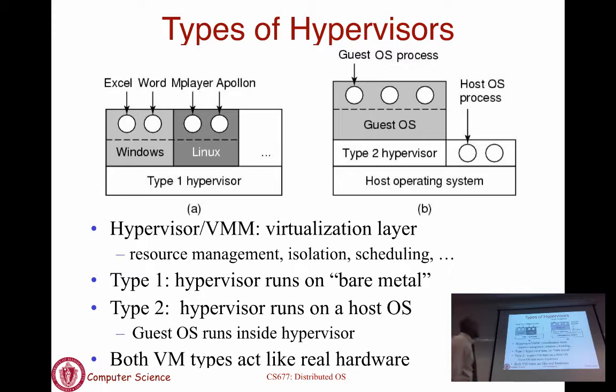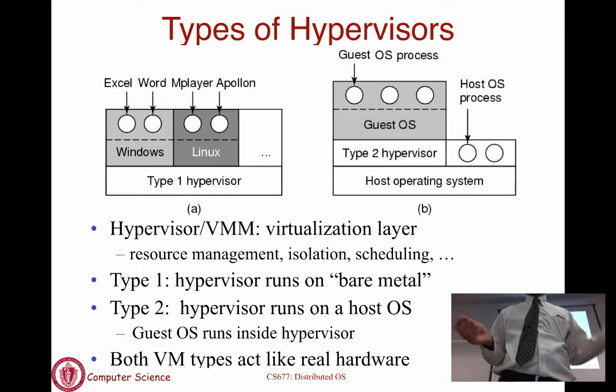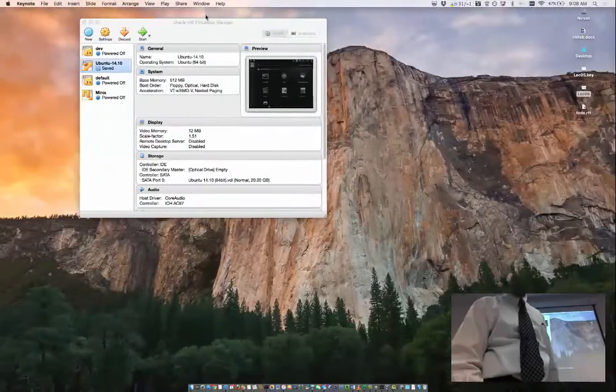Essentially, type 2 hypervisors run on a host OS, and guests run inside VMs that are created by the hypervisor, and I will show an example. In both cases, you essentially get a virtual machine that just looks like a physical machine. It's just what software runs underneath it that is the difference between the two. So I'm going to show you an example.